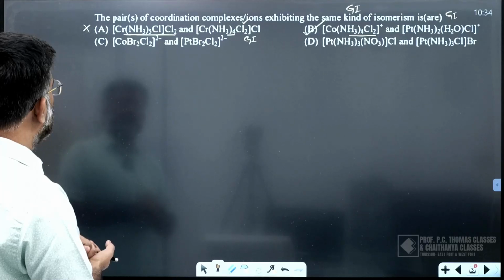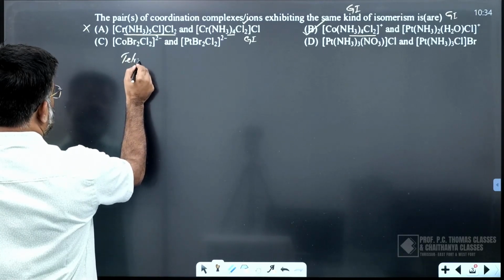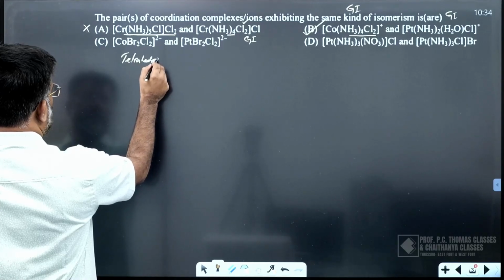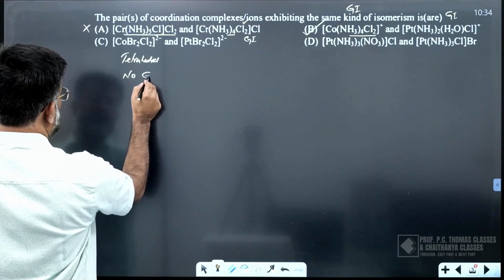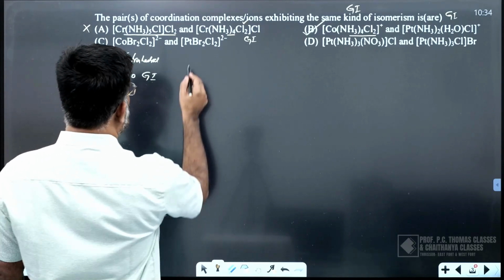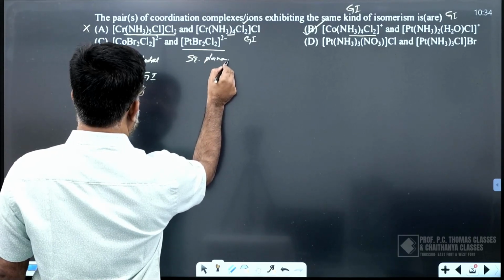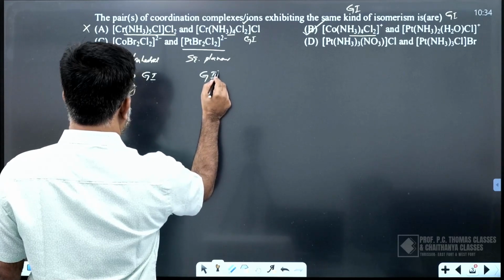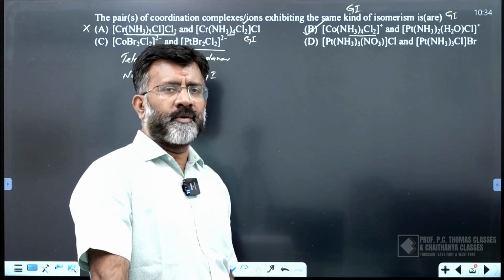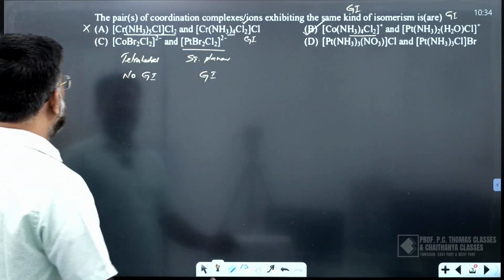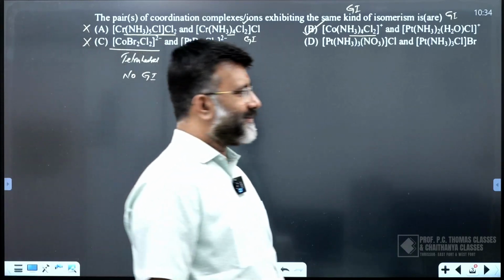CoBr2Cl2. This is a tetrahedral complex. Therefore, no geometrical isomerism. While this is a square planar complex. There is geometrical isomerism, cis and trans. PtBr2Cl2 will give cis and trans isomerism. Anyway, here it is ruled out as this is a tetrahedral complex.